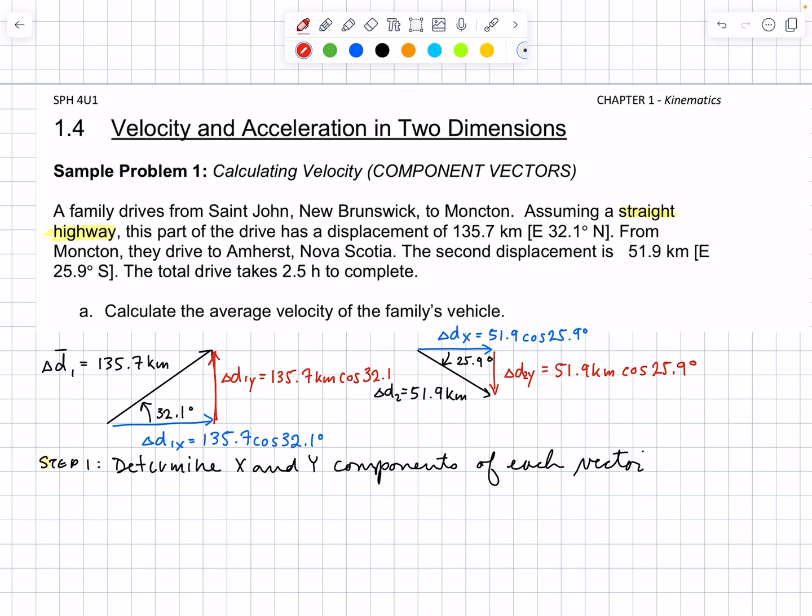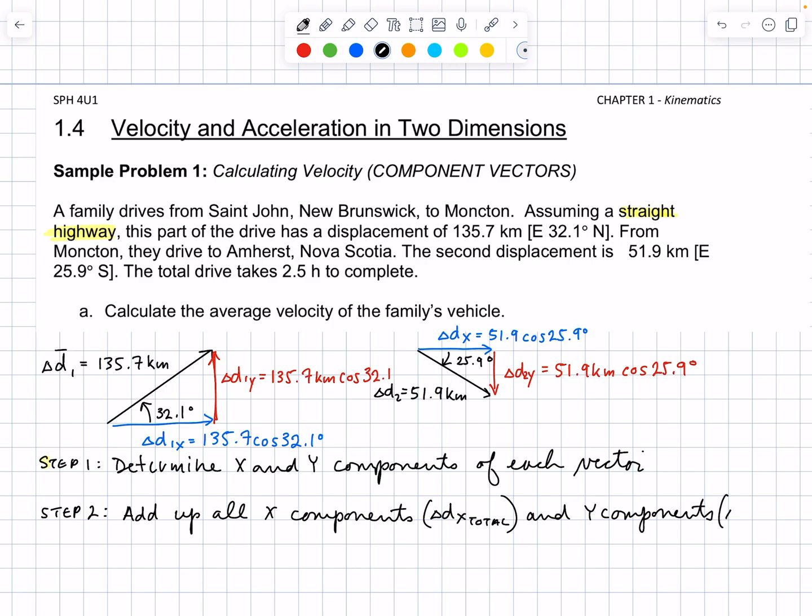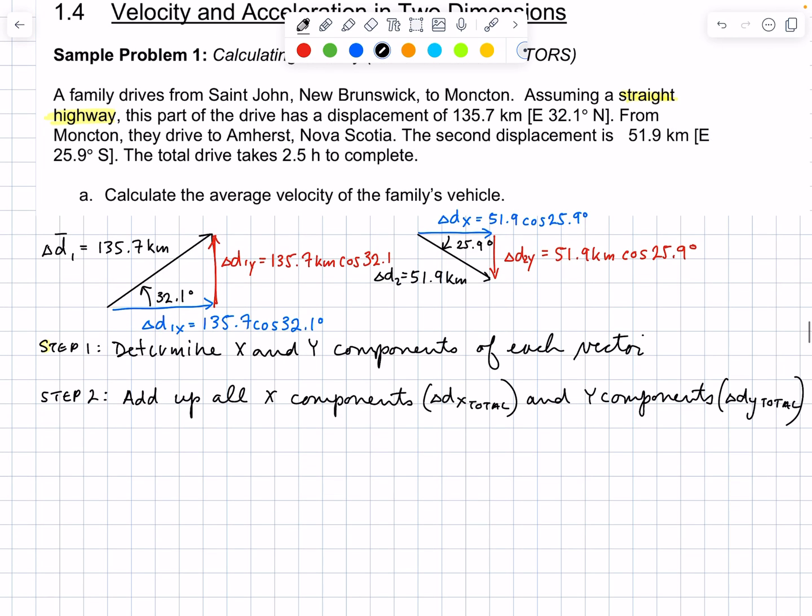In step 2, we're going to add up all the x components and all the y components. So we'll find the total, delta dx total, and delta dy total. Now I am going to use a sign convention. I'm going to let east and north be positive.